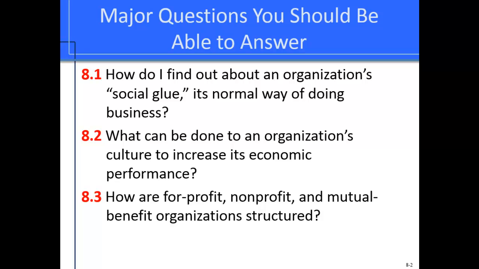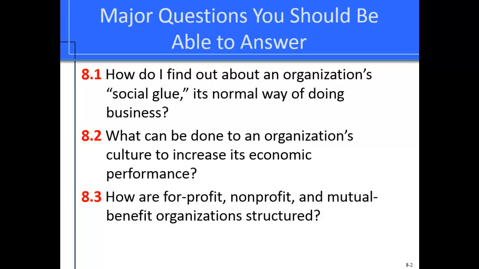The first section, 8.1, is what kind of organizational culture will you be operating in? After reading that, you should be able to answer the question listed for 8.1. How do I find out about an organization's social glue, its normal way of doing business? Then we move on to part 2, which is developing high performance cultures. Then you should be able to answer the question, what can be done to an organization's culture to increase its economic performance? Part 3 is over organizational structure.